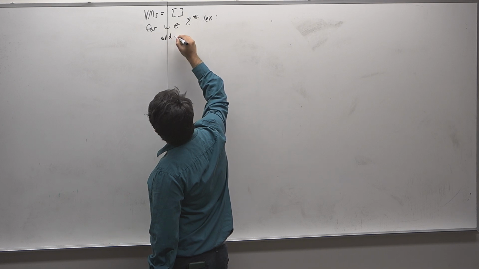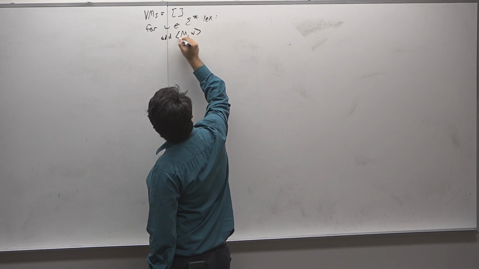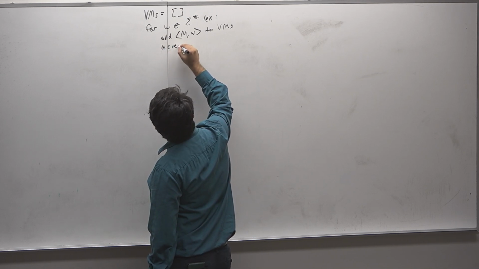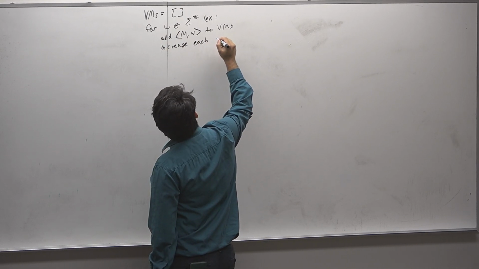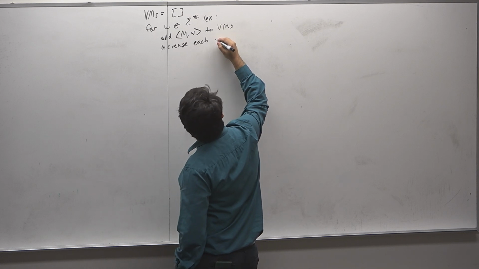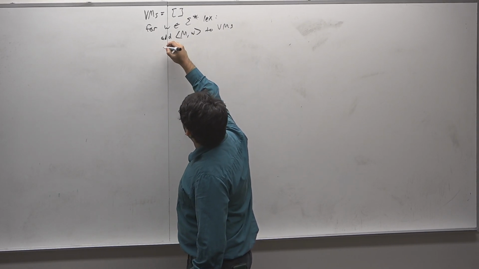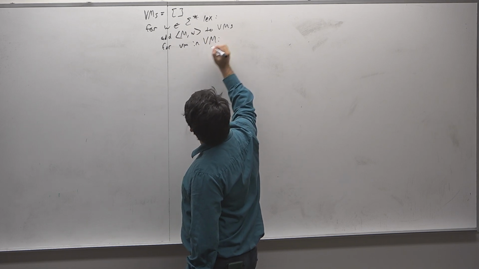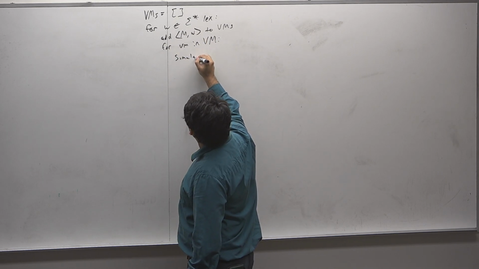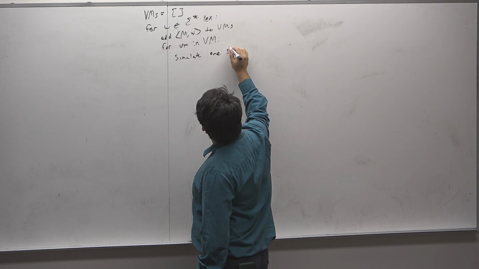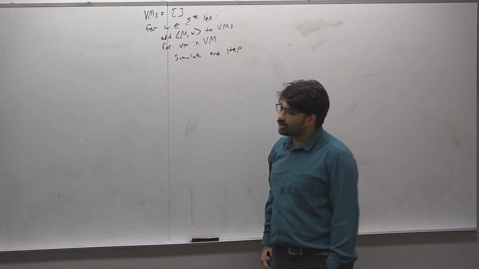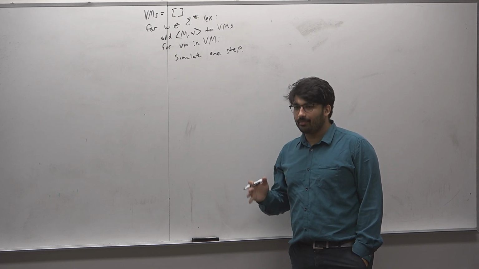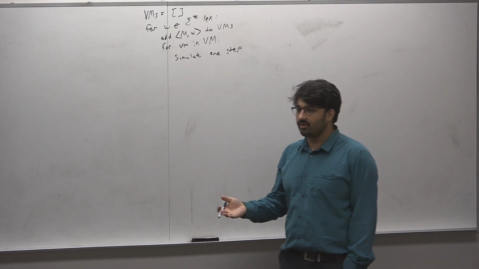add M_w to VMs, increase, we'll say for VM in VMs, simulate one step. So what you're going to do is first add the machine on the empty string to the set of VMs and simulate it for another step.